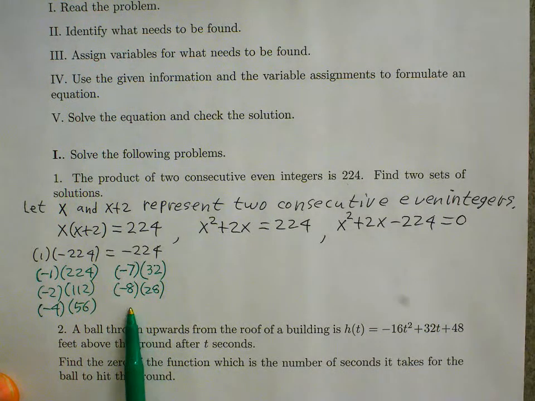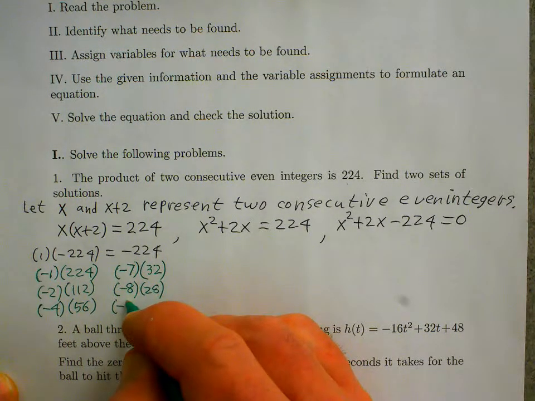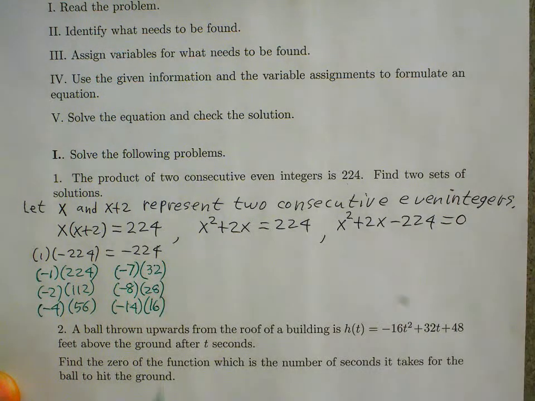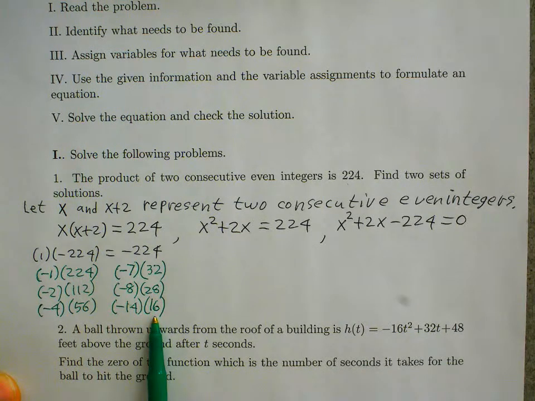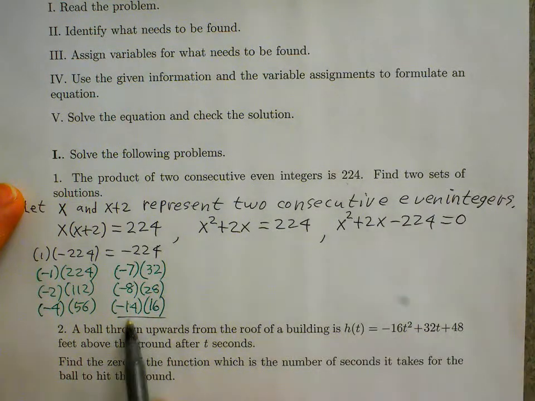Okay, negative 9 is not a factor. Negative 10 is not a factor. Negative 11 is not a factor. Negative 12 is not a factor. Negative 13 is not a factor. But negative 14 times positive 16. And negative 14 and 16 add up to positive 2. So we'll factor this using negative 14 and 16.